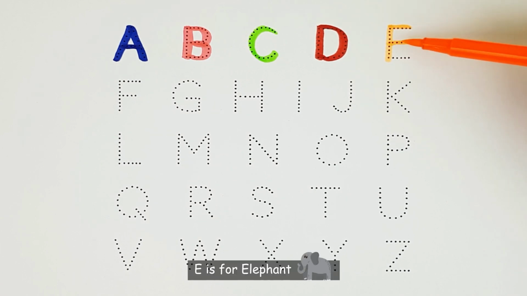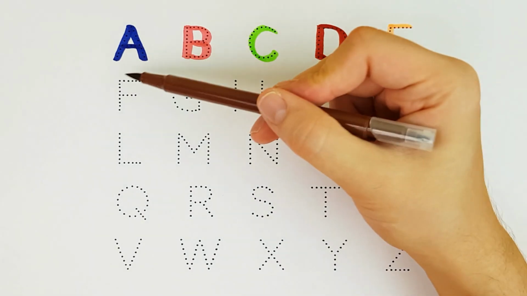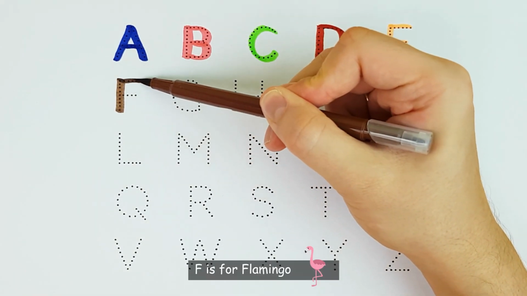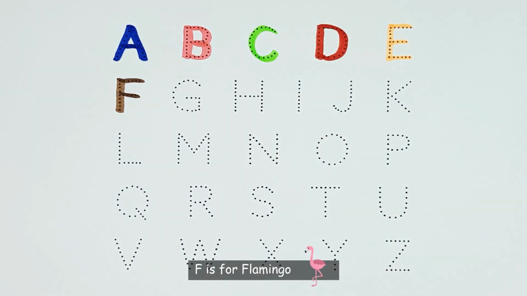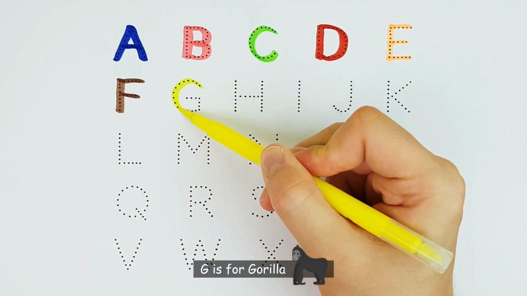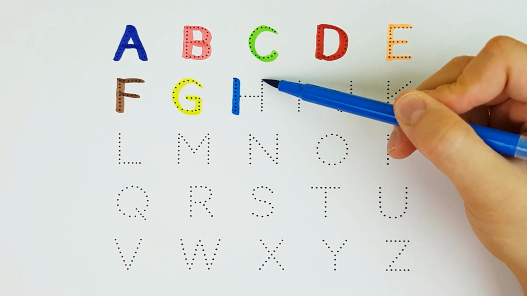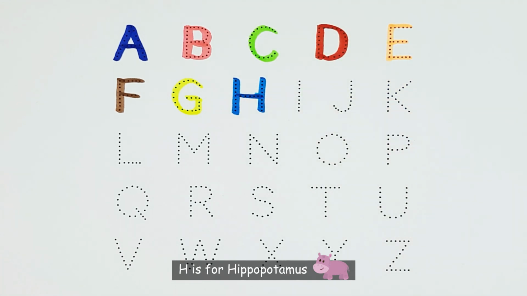E. E is for elephant. F. F is for flamingo. G. G is for gorilla. H. H is for hippopotamus.